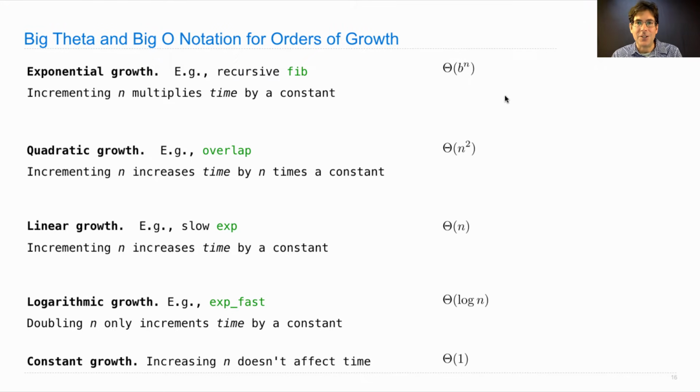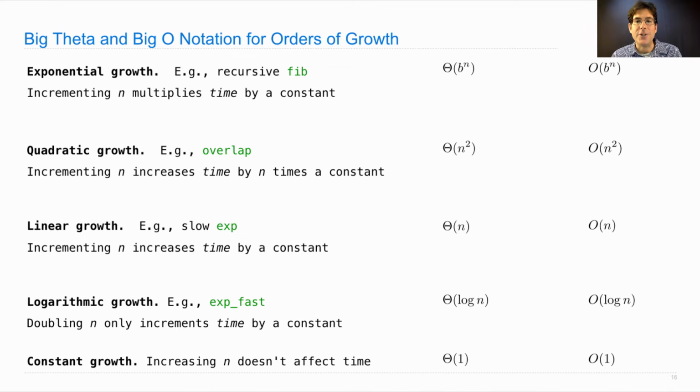Big theta notation looks like this, and there's a different expression for each order of growth. So quadratic growth is big theta of n squared, whereas linear growth is big theta of n. And yes, computer scientists really do wander around saying big theta. Logarithmic is log n, and constant is the tricky one. You write big theta of 1 most commonly. And what happened to the n? Well, increasing n doesn't affect time in a constant growth function, and so you don't put n there at all.